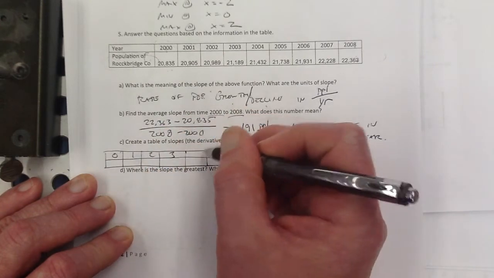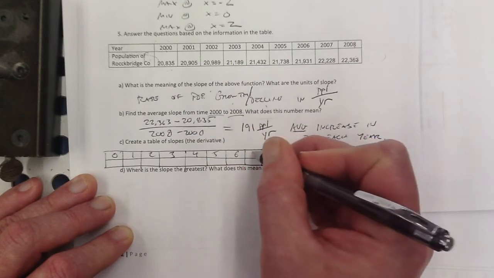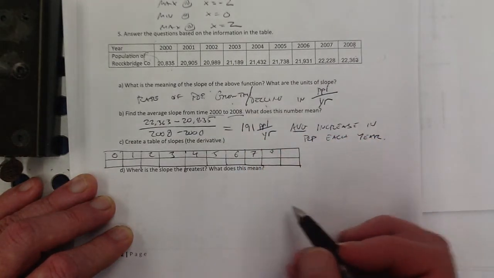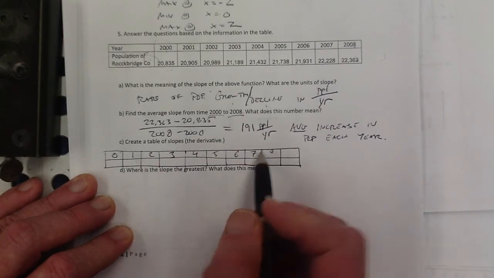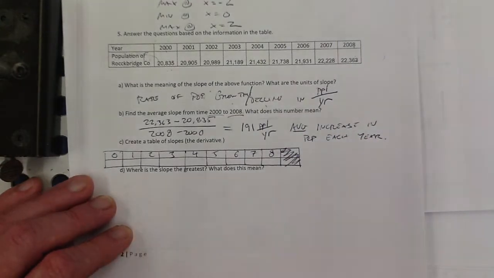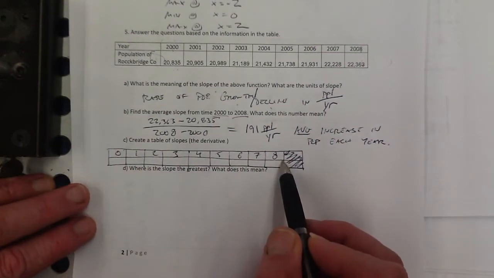These are just years past 2000. Oh, I made too many. How did I do that? 0, 1, 2, 3, 4, 5, 6, 7. I thought I divvied that up the right way. Apparently not. Okay, so there we go.